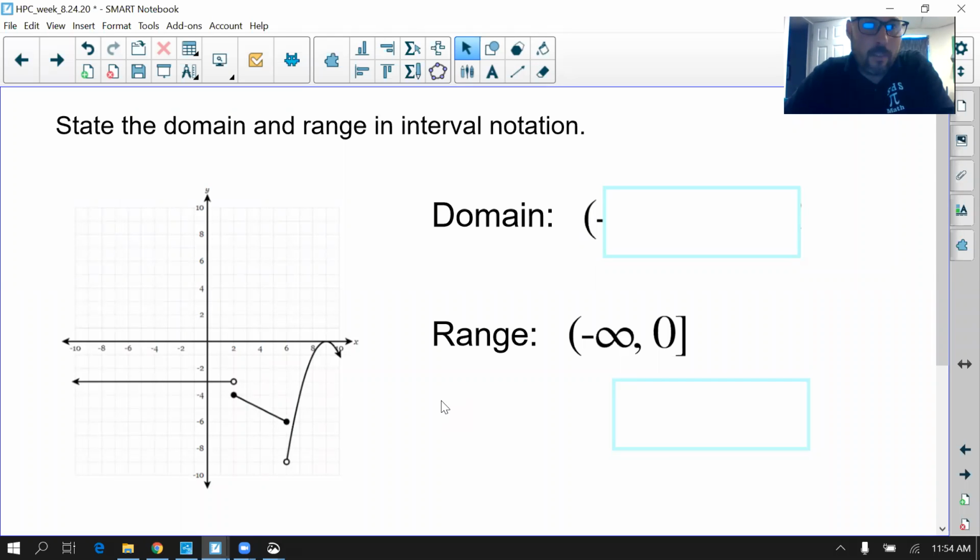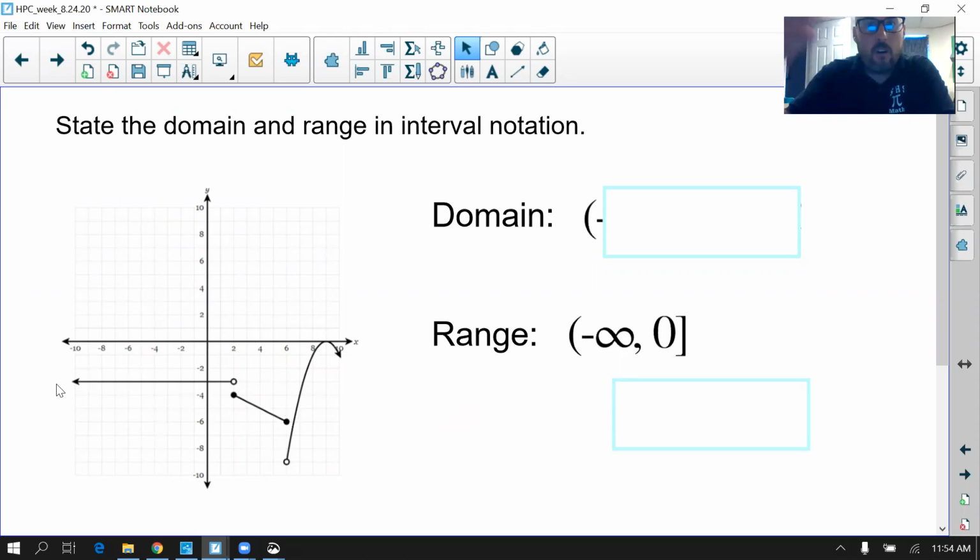Now, how do we find the domain of this function? Domain is x, so you're looking left and right. Starting to the left, you always want to start with the smallest possible value in that set. So if we're talking about domain, we're going as far left as possible, and this arrow indicates that it goes all the way to negative infinity. So that's the first part of your interval.